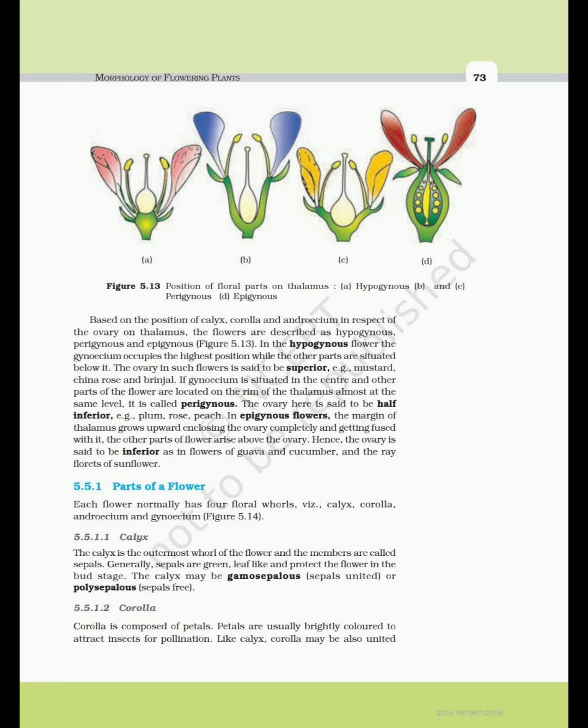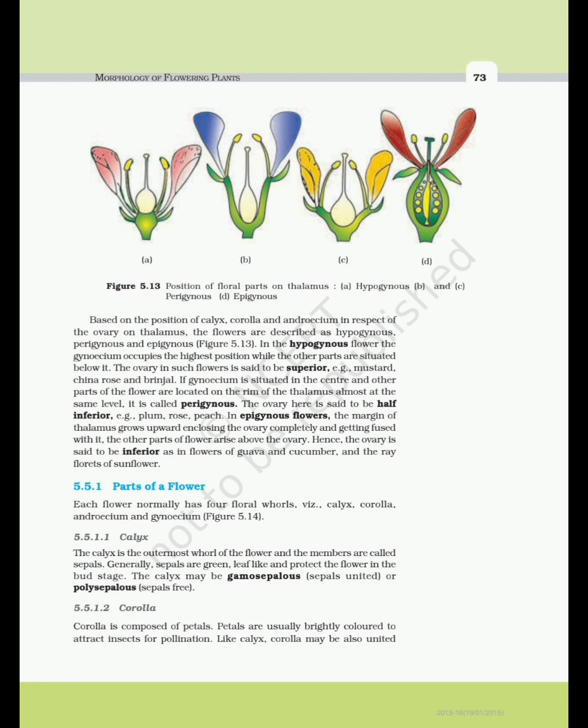5.5.1 Parts of a flower. Each flower normally has 4 floral whorls, viz. calyx, corolla, androecium and gynoecium. Figure 5.14. 5.5.1.1 Calyx. The calyx is the outermost whorl of the flower and the members are called sepals. Generally, sepals are green, leaf-like and protect the flower in the bud stage. The calyx may be gamosepalous, sepals united, or polysepalous, sepals free.